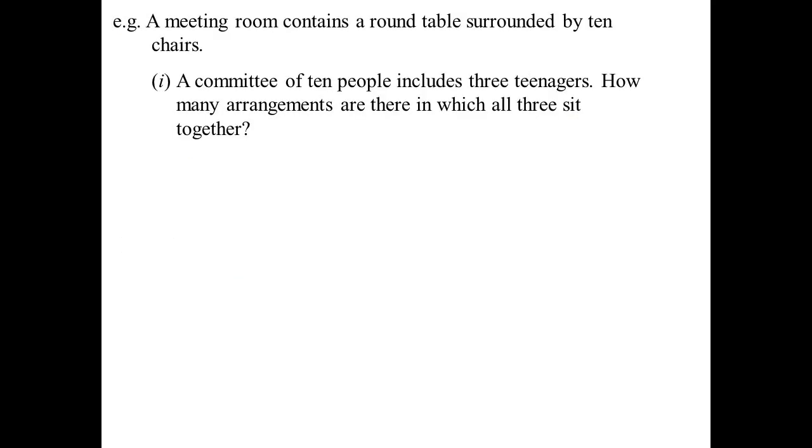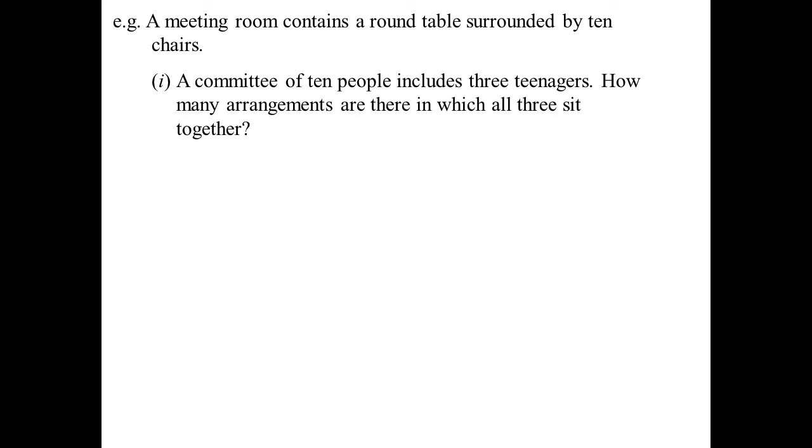So we've got a meeting room containing a round table. I suppose it doesn't really have to be round when you think about it. It could be a rectangle. You've still got chairs going around in a circle, but yeah, it's a round table. Committee of 10 people, and we've decided 3 of you teenagers can be in this committee. It's very generous of us. How many arrangements are there in which all 3 sit together? Because, you know, it's very intimidating being with us adults. So the 3 teenagers, oh yeah, we're going to be together. So how many ways can we do it?